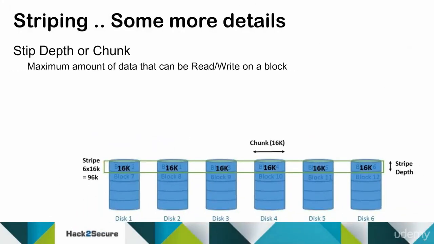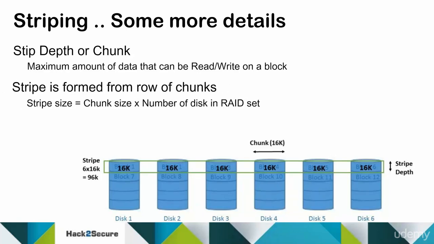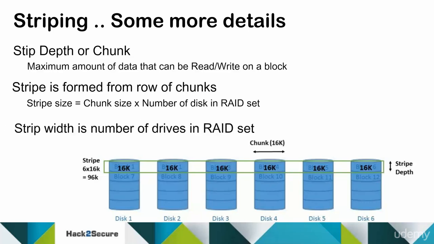Strip size or strip depth or a chunk is the number of blocks in a strip. It also shows the maximum amount of data that can be written to or read from a single block. A stripe is formed from a row of chunks presented from all physical disks. Mathematically, stripe size is the multiplication of chunk size and the number of disks in the RAID set. For example, if we have a RAID set of 6 disks with each chunk of 16 KB, then the stripe size will be 96 KB. Strip width is the number of drives in a RAID set.